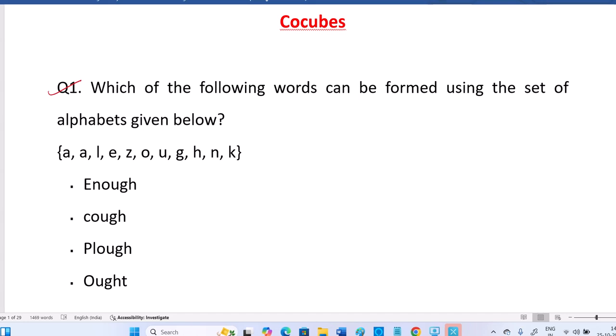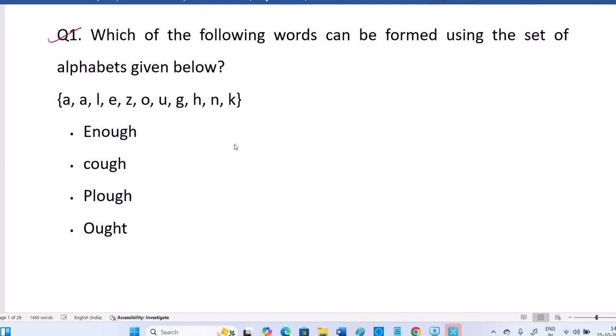This is the first question, a very basic question they have given. Which of the following words can be formed using the set of alphabets given below? Using this, we need to form the word, right? So, which of the following can be formed? Sometimes they'll say cannot be formed, sometimes can be formed, likewise.